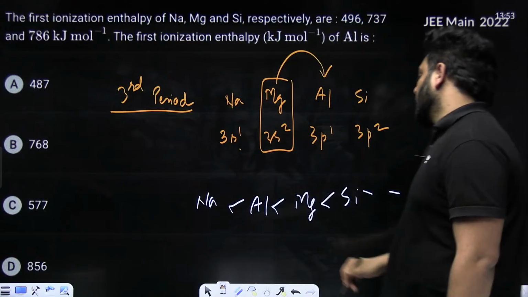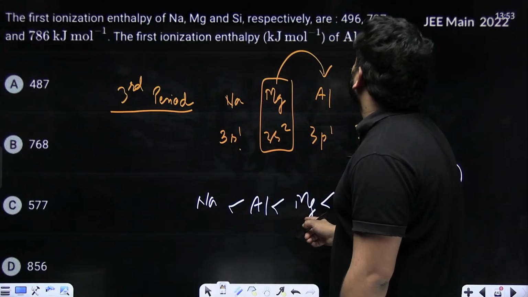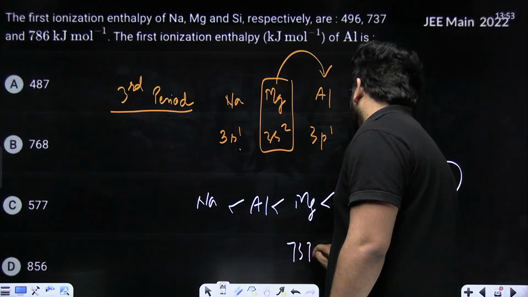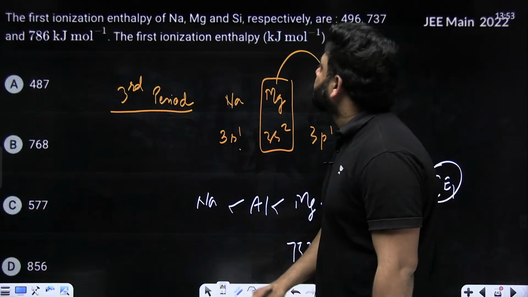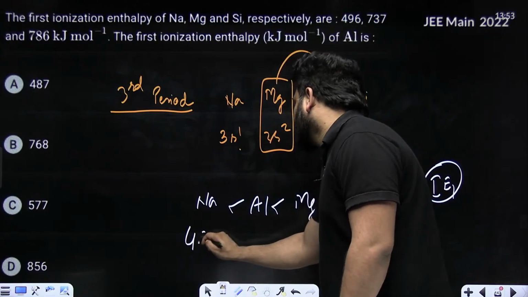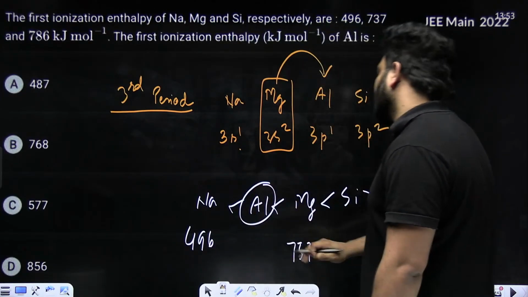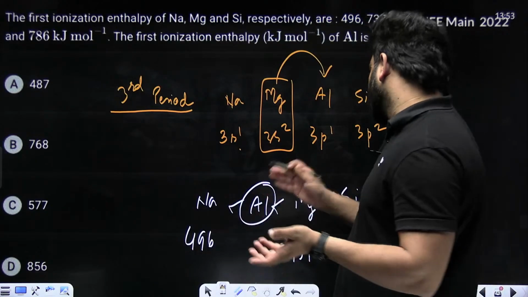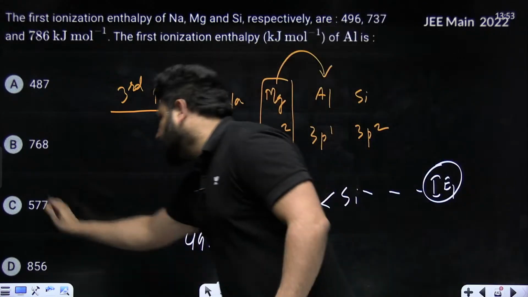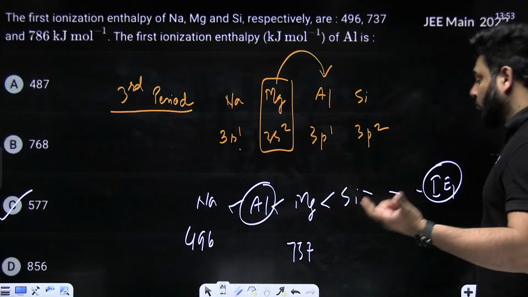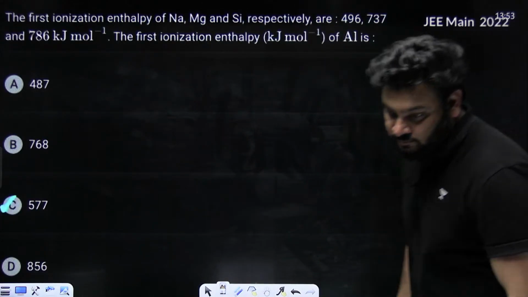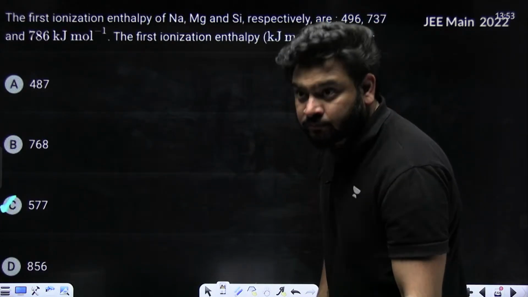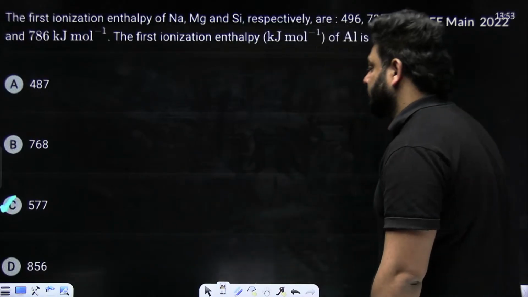This is the order of IE1. So you know the value of magnesium here. How much is the IE1 for magnesium? 737. That for sodium is how much? Sodium 496. So this should come intermediate of these two, 496 to 737. 487 no, 768 no, 577 right. C is the correct answer. That's how you have to make sense out of this question.